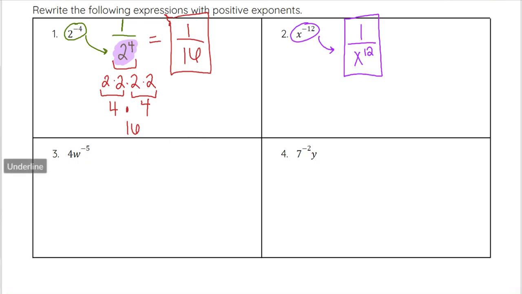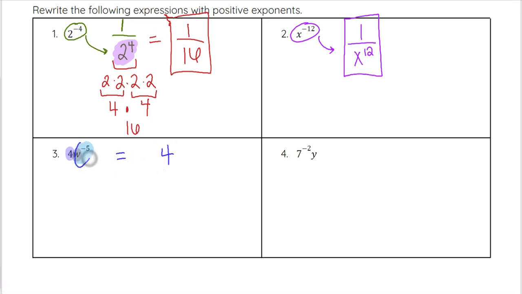Now, on number 3, it's a little bit different because we have 4w to the negative fifth. So we technically have two bases here. We have a 4 and we have a w. And notice the only base that has an exponent visible is w to the negative fifth power. The 4 does not have an exponent visible, so technically it has a 1 exponent. But even with that, it is not a negative exponent. And so 4 is going to remain where it's at.